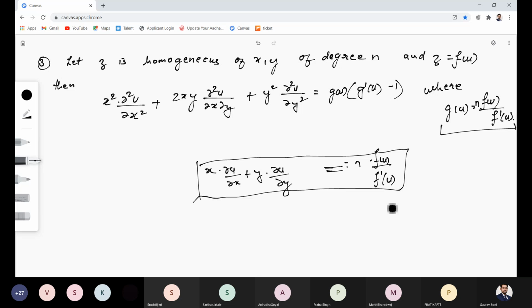Okay, so I will call the right hand side in this case g of u, and for the second derivative term my answer will be g of u into g dash of u minus 1. Fine. So these are all the deductions for the Euler's theorem. So we can go for the examples now.